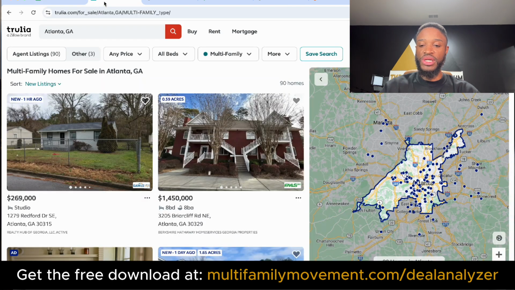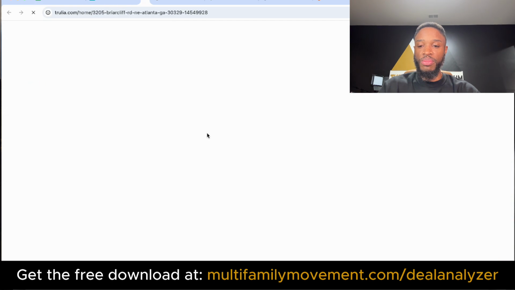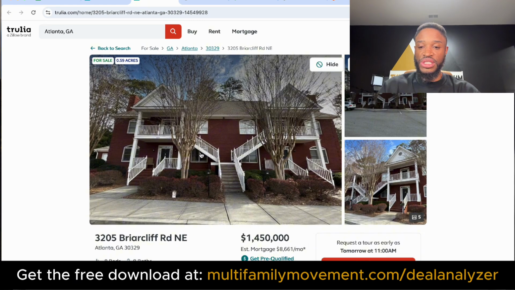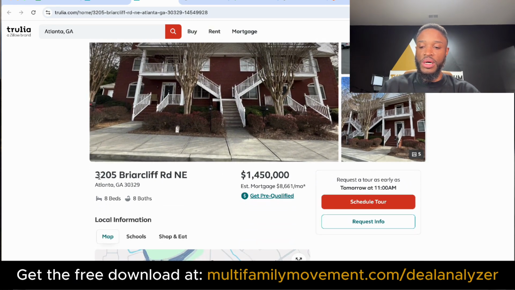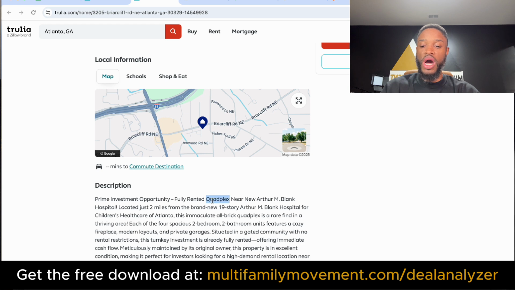Okay, so this is the deal that we're looking at, and I'll actually open it up and let's just look at it really quickly. So it's 3205 Briar Cliff Road, Northeast. They want 1.4 million for it. It's 8 bedrooms, 8 bathrooms. So if we know that it is a fourplex, right? Actually, how do we know it's a fourplex? Because it said quadplex right here.